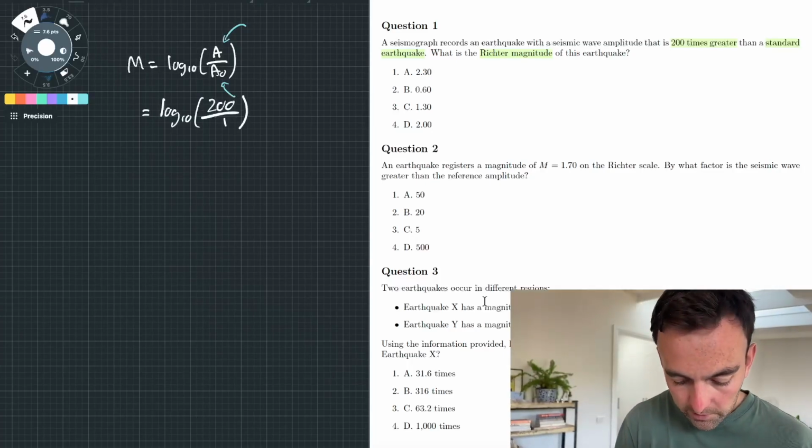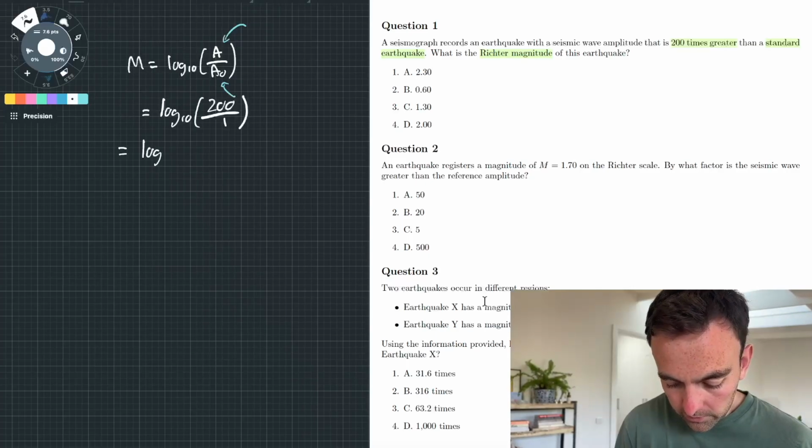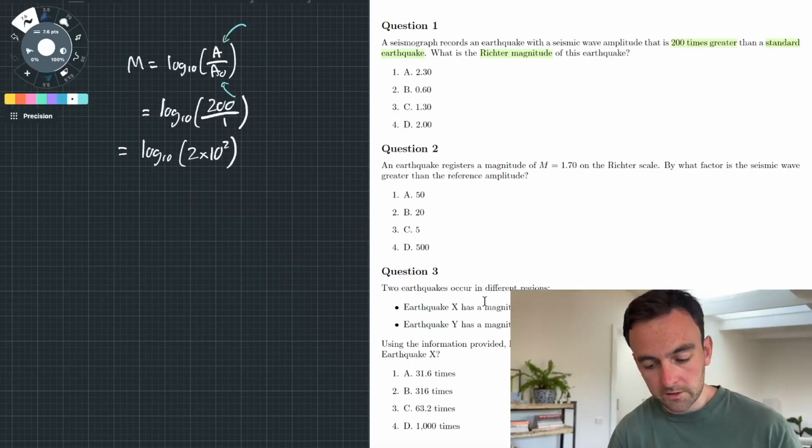Okay, so going through our process, we would have log 10 of 2 times 10 to the 2 if we convert that to scientific notation.